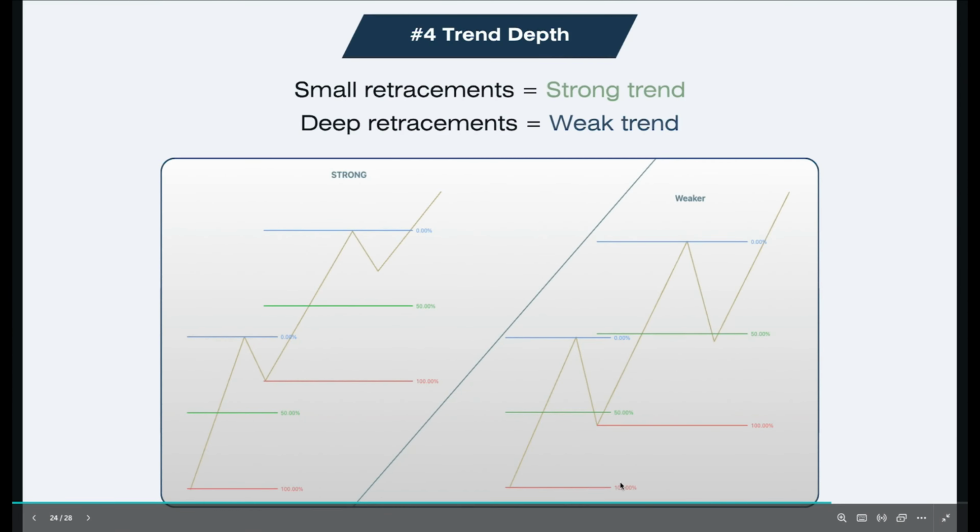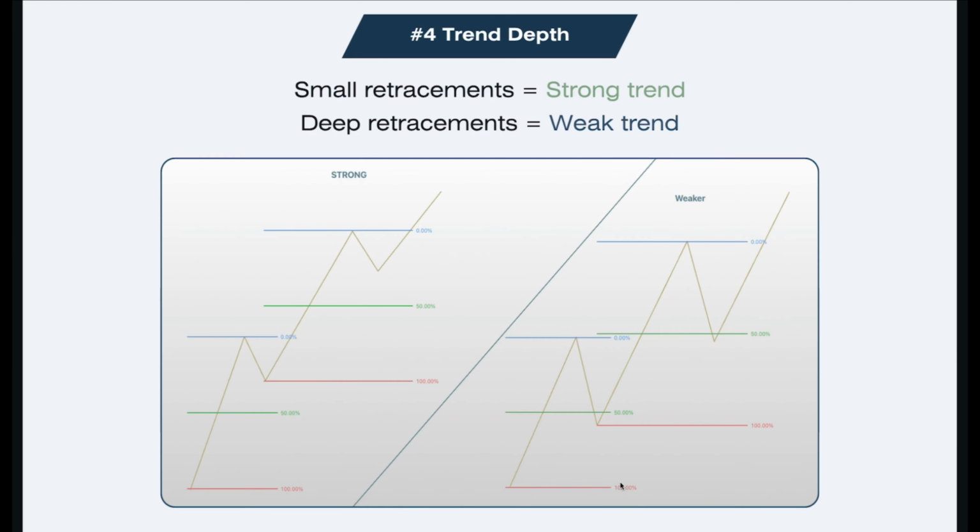All right, so next is trend depth. Small retracements equals strong trend, deep retracements equals weak trend. This isn't specifically directed towards any asset in particular. All assets can show these kinds of trend depths. It just depends on what's going on or how much volume is being traded, and so on.